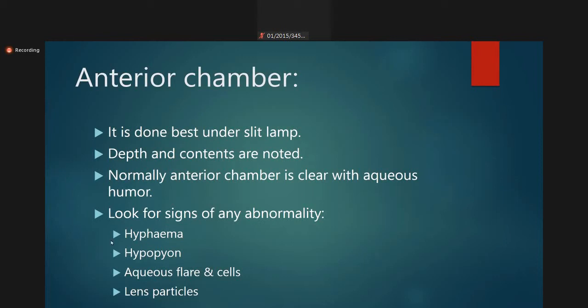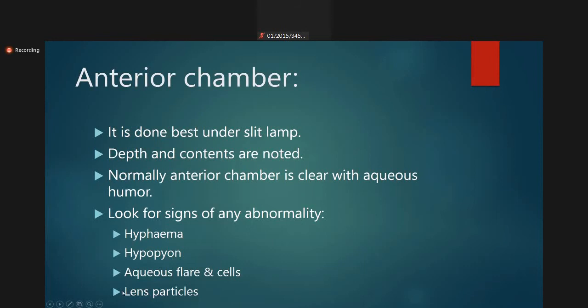Anterior chamber is known as hyphema. What is hypopyon? Hypopyon is pus in the anterior chamber. What is aqueous flare and cells? Aqueous flare and cells are seen in cases of anterior uveitis. In anterior uveitis, you can see small dot-like cells, and flare is due to protein leakage.